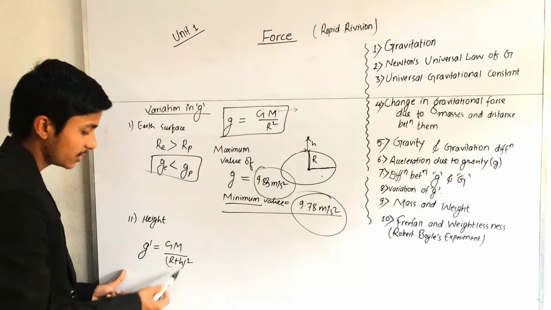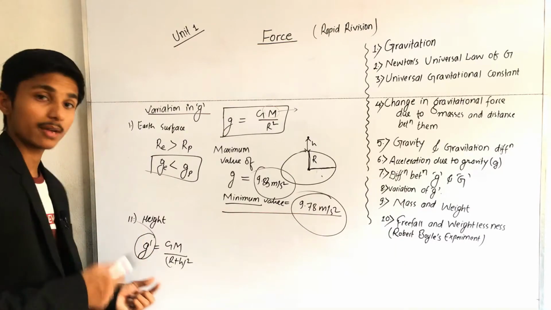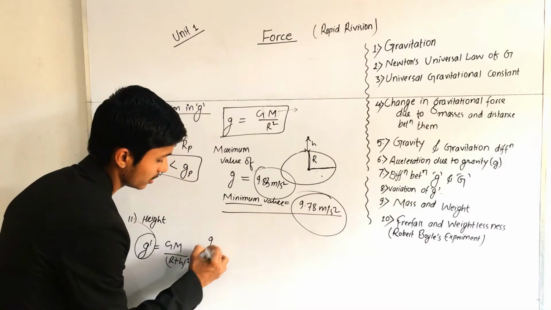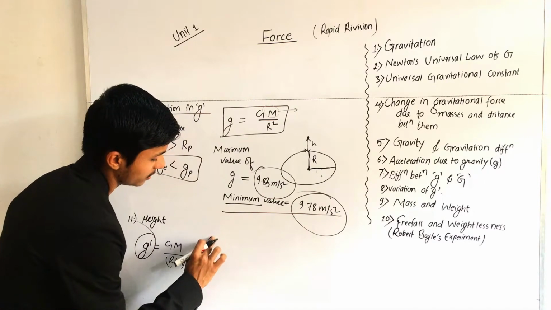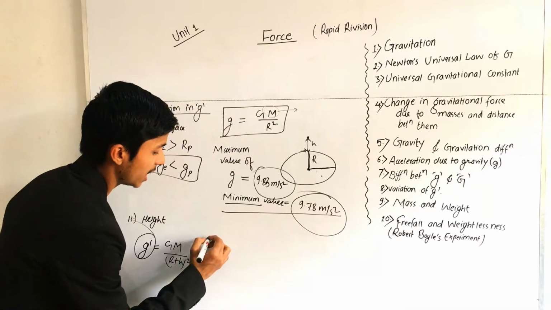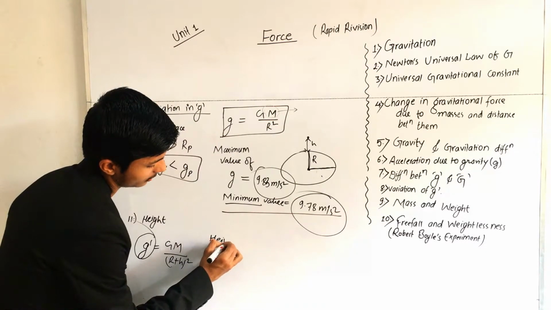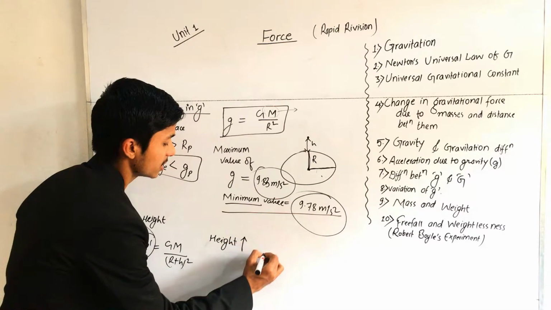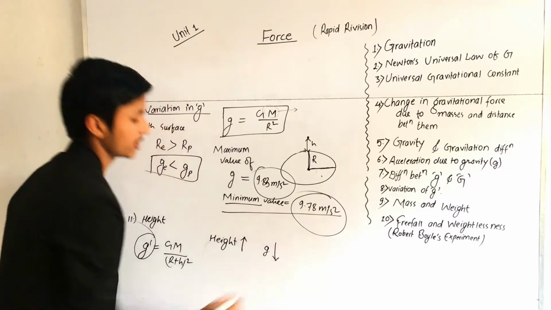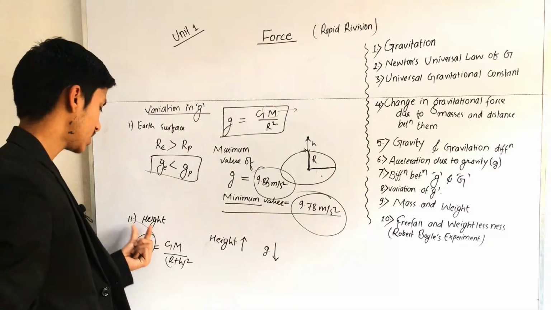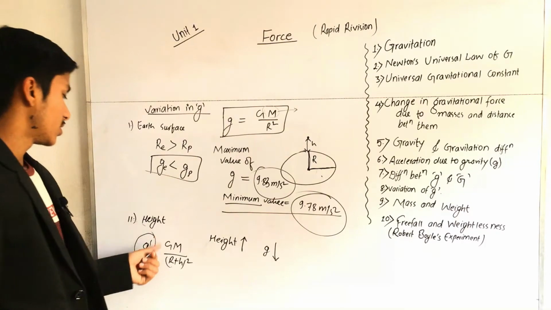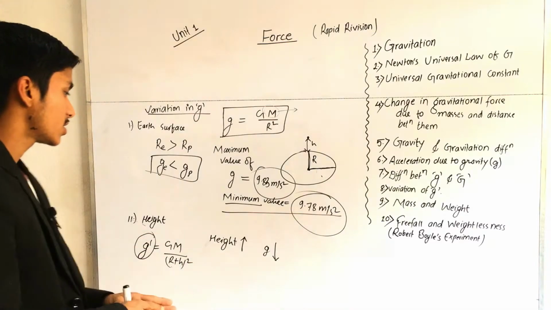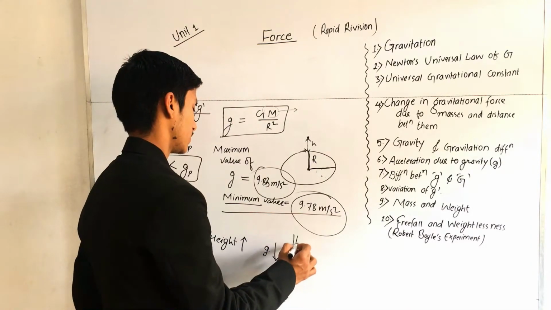When height increases, the value of acceleration due to gravity decreases. So in this case we can write, when height increases, the value of g gets decreased. Acceleration due to gravity decreases with increase in height. And in the third case we discuss with depth.